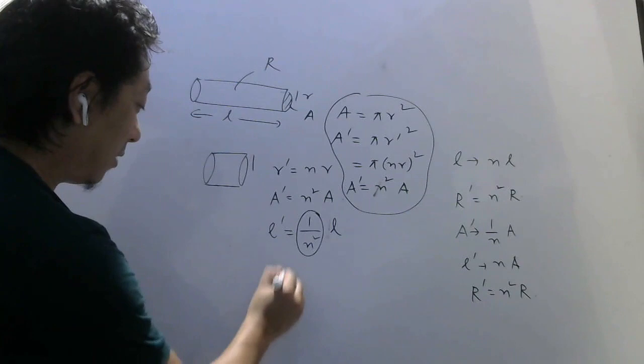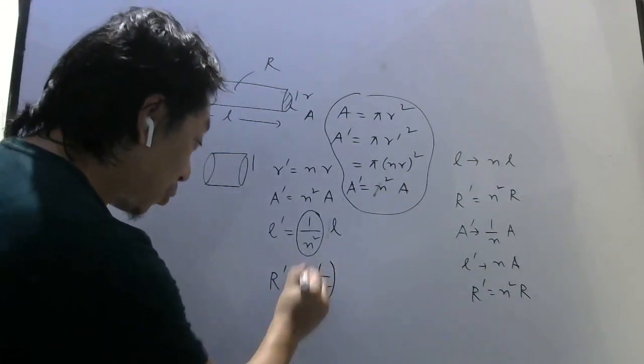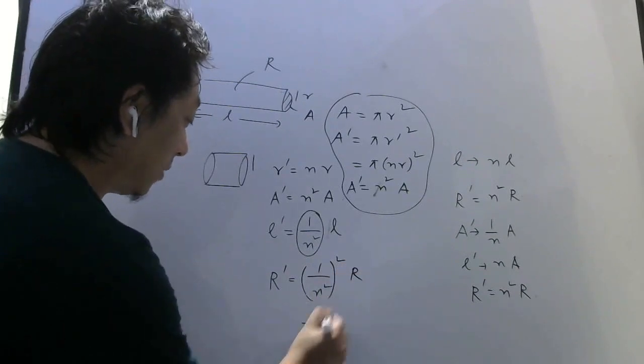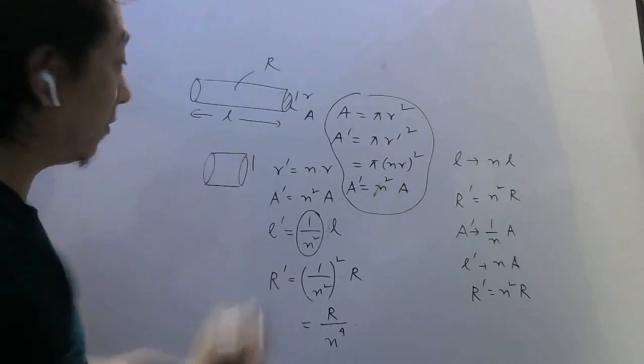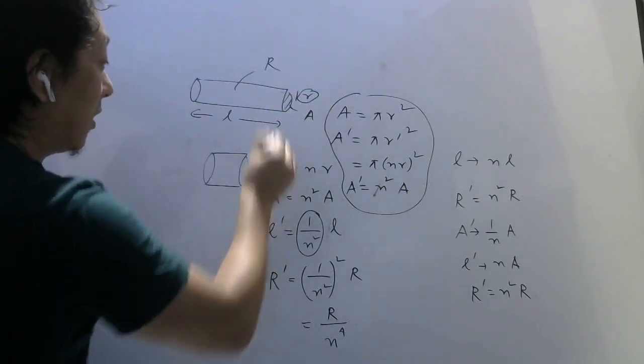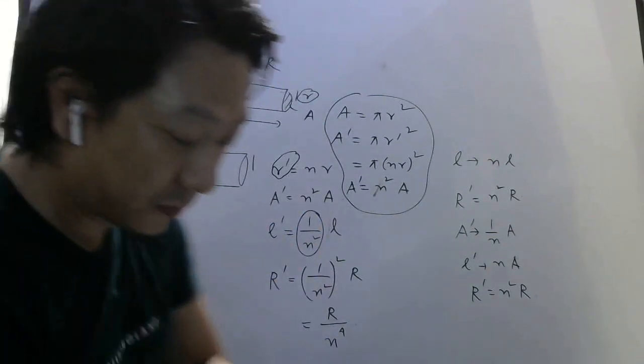So resistance will become 1 by n square times of that, which is R by n power 4. So the power 4 will come if they give it in terms of radius. Okay students, try to revise this once.